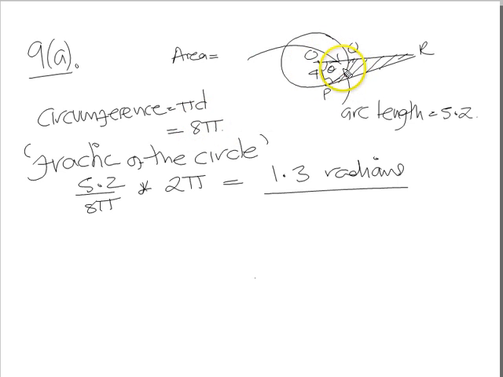This small segment length around here, this curved arc length, is 5.2. So 5.2 parts of 8 pi will tell you the fraction this is of the whole circle. Here's the fraction. Here's the whole circle, and in radians it's 2 pi, isn't it? So that fraction of 2 pi will be the number of radians we've got. Yeah, that much of 2 pi. Agreed? The fraction of the circle. So you just remember that sentence and put the numbers in, and you get the answer for 9 part A.